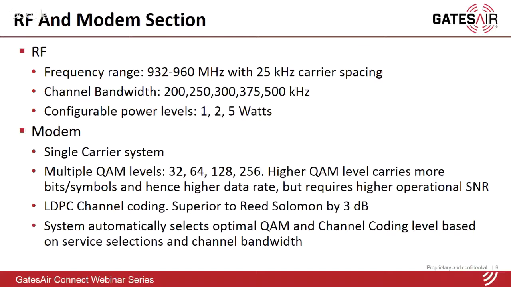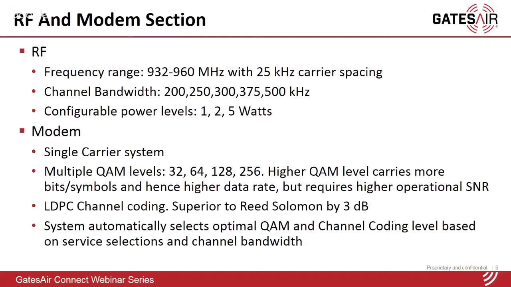On the modem front, it is a single carrier system as opposed to a multi-carrier system such as OFDM, with support of multiple QAM levels from 32 to 256. Obviously, the higher the QAM level, the higher the data rate you can accomplish, but it requires a higher signal to noise ratio. And we'll go over the actual numbers in the upcoming slides.